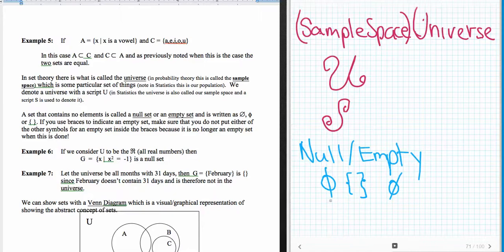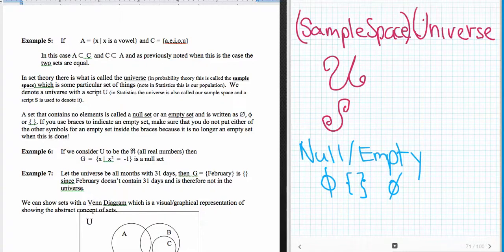Sometimes this one will have lines on the top of it because it looks like a Greek letter. But these are the two main ways that you see them. And you do not combine them. You don't put this symbol within the braces, because then it's no longer an empty set. It has something in it. So it's kind of confusing sometimes, the fact that an empty set actually can be described but still be an empty set.